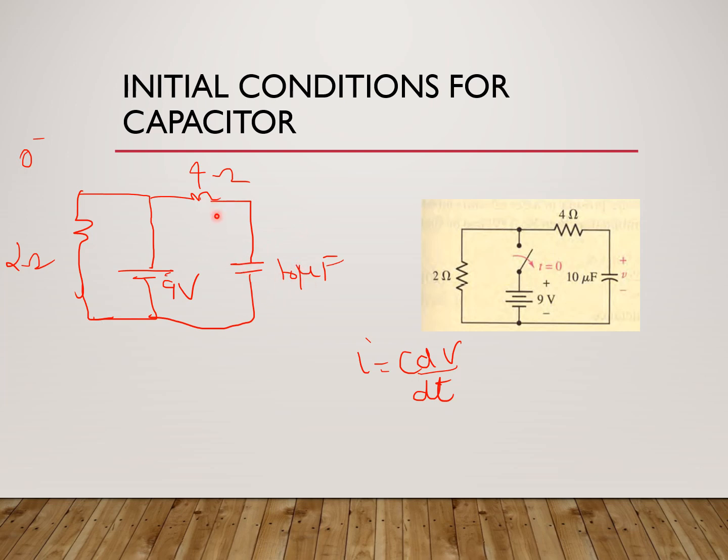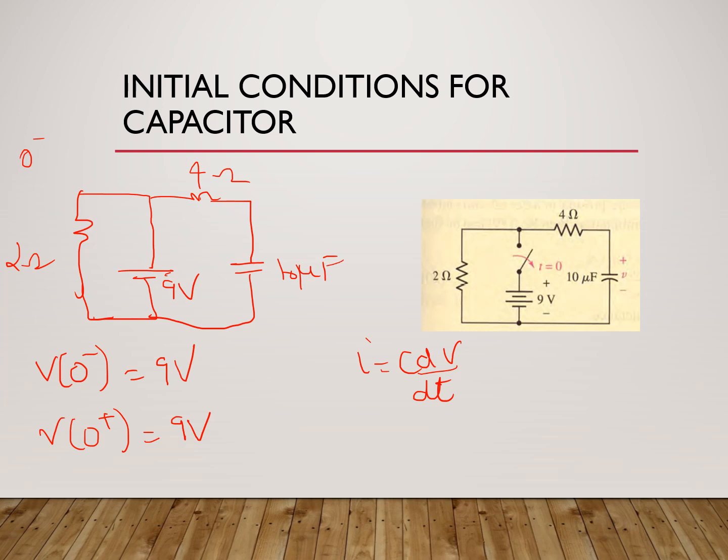So what will be the initial voltage across the capacitor? Obviously, the capacitance is going to charge up to this much voltage. The capacitance is connected across this 9 volt, so the voltage across the capacitance, V0 minus, is going to be equal to 9 volt. Now when you turn off the switch, immediately after turning off the switch, the capacitance voltage cannot change. So it will remain at 9 volt only. This is what we mean by initial conditions.